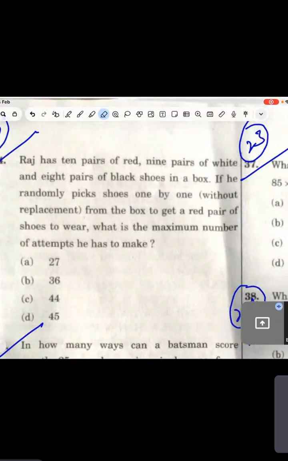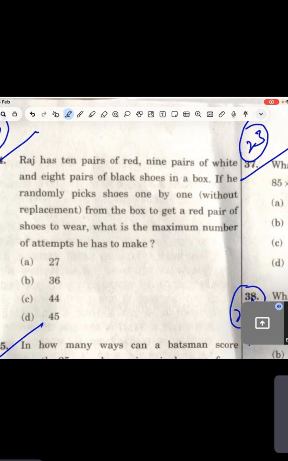Okay, read this question, Bhagya. Raj has 10 pairs of red, 9 pairs of white, 8 pairs of black shoes in a box. If he randomly picks shoes one by one without replacement from the box to get a red pair of shoes to wear, what is the maximum number of attempts? Very nice question, guys. You know what the question is saying?